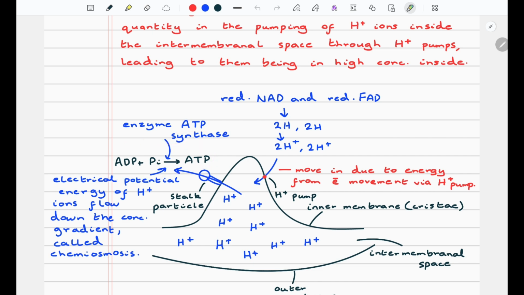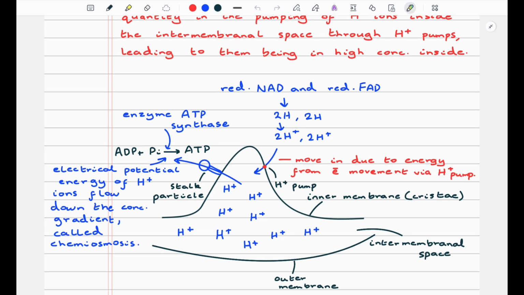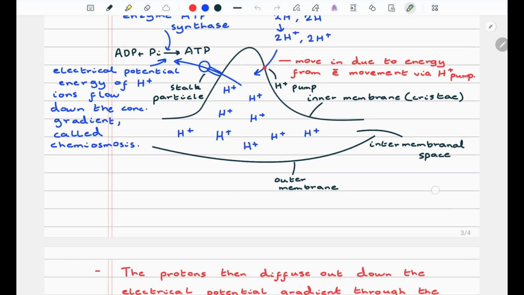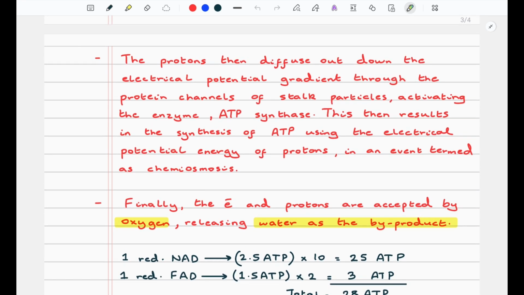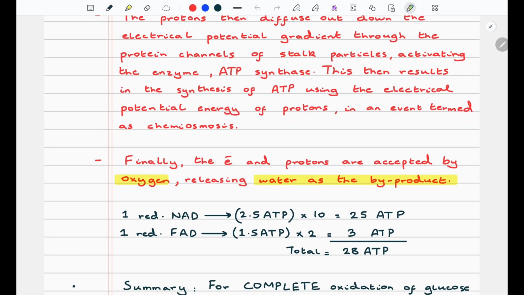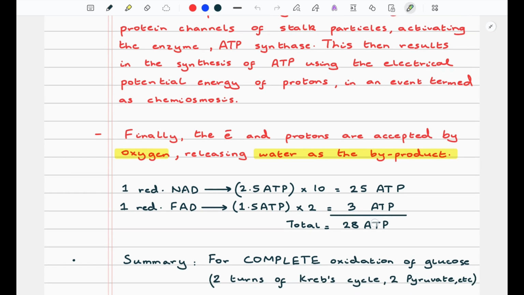To sum it up quickly, the protons diffuse out using the electrical potential gradient through the protein channels of the stalk particles, activating the enzyme ATP synthase, which then finalizes synthesis of ATP using the electrical potential energy of protons. This process is known as chemiosmosis. The electrons and protons are then finally accepted by oxygen, releasing water as the byproduct, which is very important because oxygen is the final acceptor of electrons in the entire aerobic respiration process.